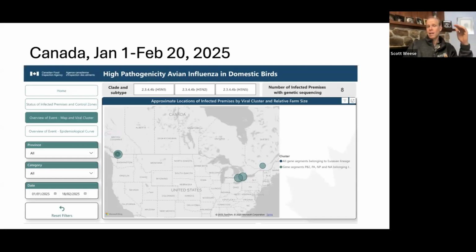We often think we're going to see a lot of this during migration when you get these birds mixing in flyways. And the fall wasn't that bad in most areas. But there's been a surprising number of cases in poultry in the winter, which would often be a quiet time.